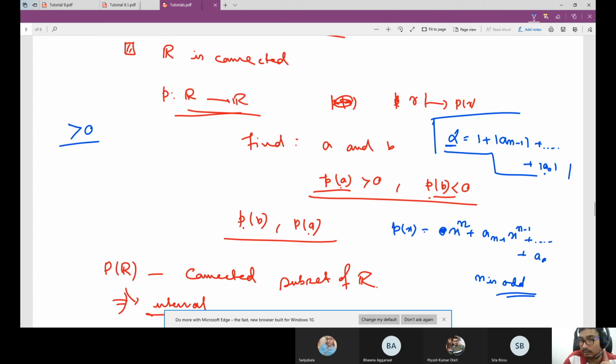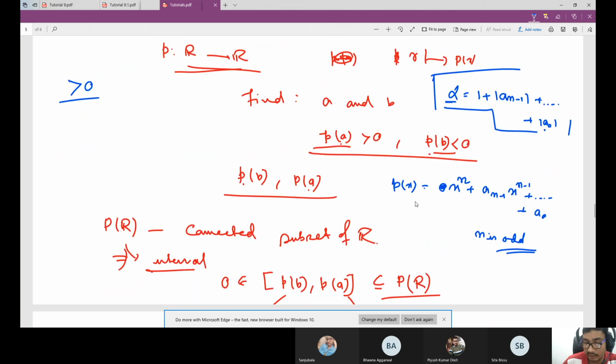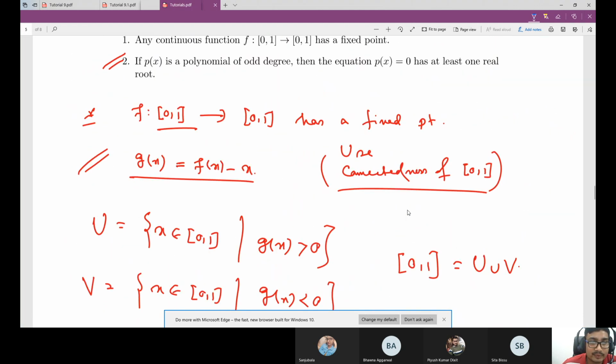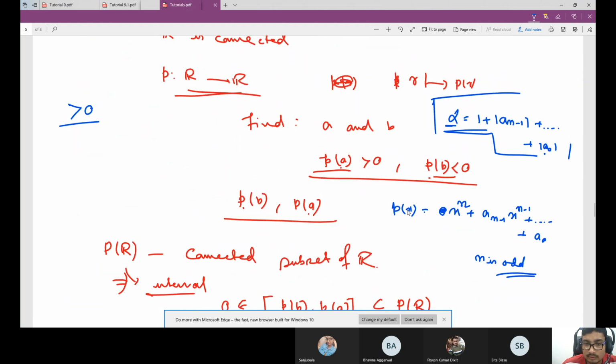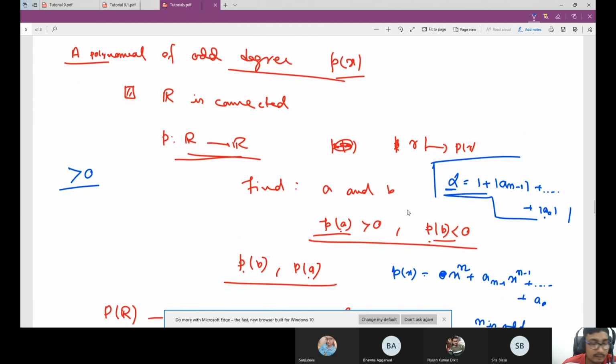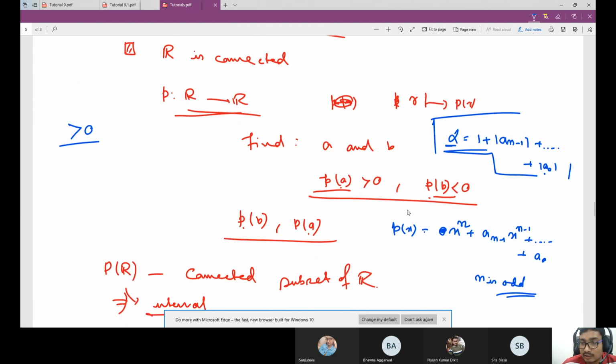This is not easy. Okay, it will need a lot of words. It looks easy, but it's not that easy. Anyway, I'll leave it for you to verify. And once you find this alpha, you will automatically get some B for which P(B) is strictly less than 0. Okay? Fine. So clear? Try to work with this alpha. Okay?